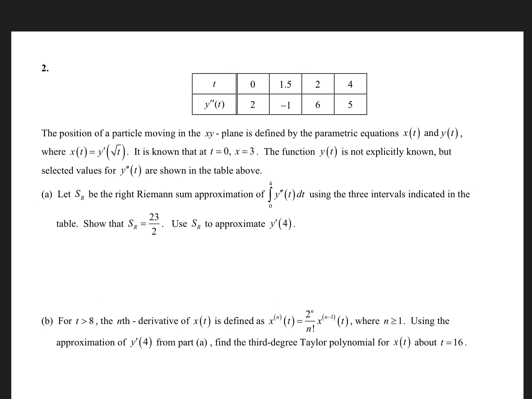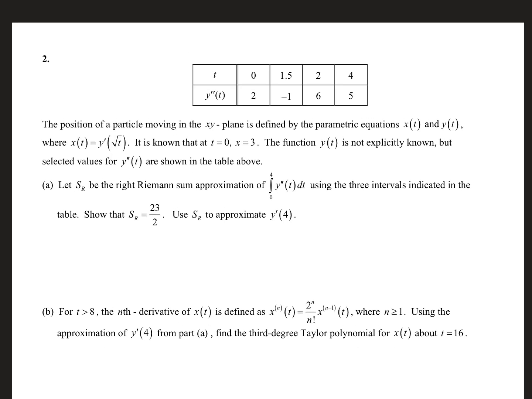All right, so another FRQ, they've given us some values. And let's see what it says. The position of the particle in the xy-plane is given by the parametric equations. We got that x of t is equal to y prime of a square root of t, and it's known that at t equals 0, x is equal to 3. The function y of t is not explicitly known, but selected values of y double prime are shown on the table. Let R be the right Riemann sum.